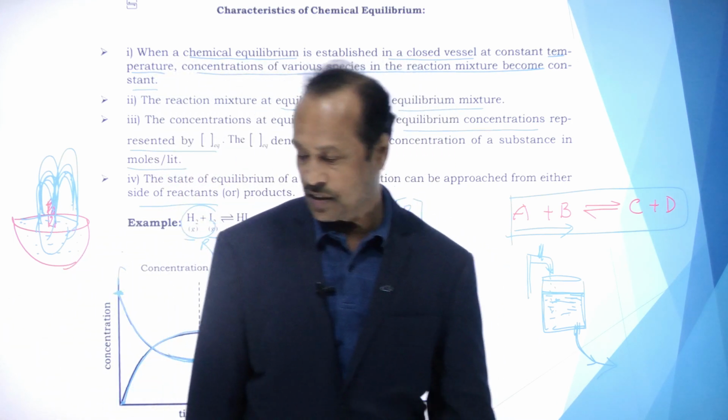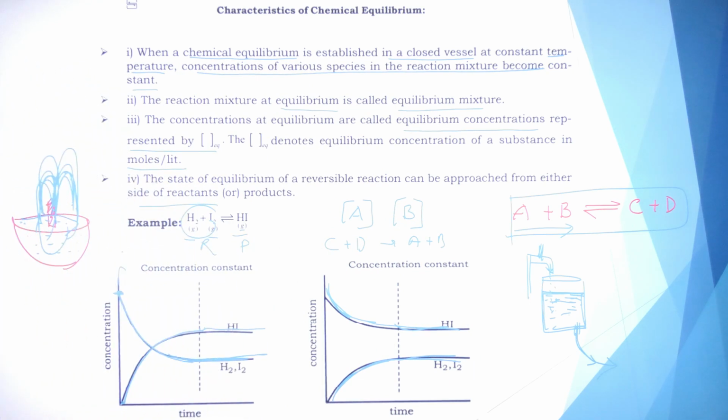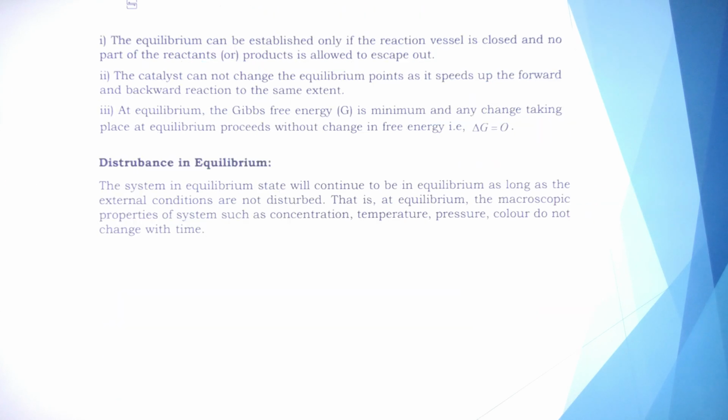Clear? Chalo, once see this one. If you want to pause it, pause and read this one, and it is already there in your material. So you can read from the material also. These are the characteristics of chemical equilibrium. Is this clear? Chalo. Now let's go to the next topic.